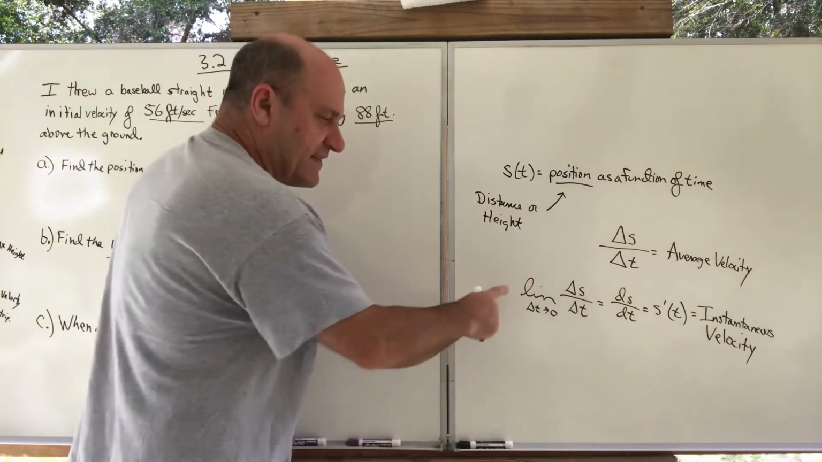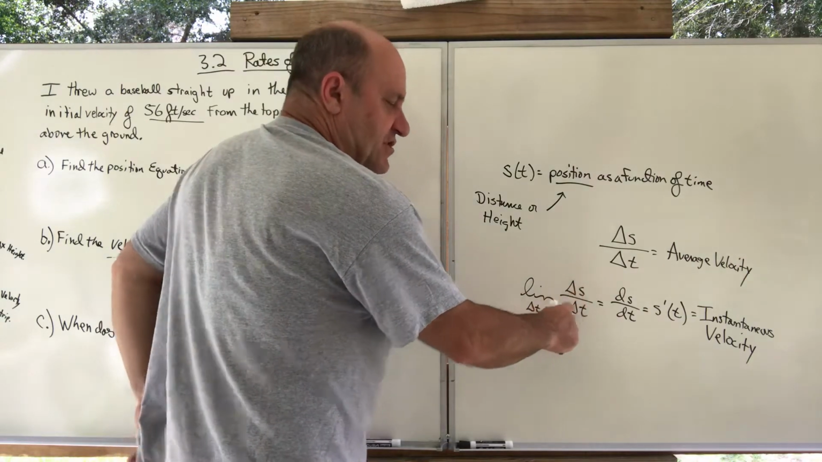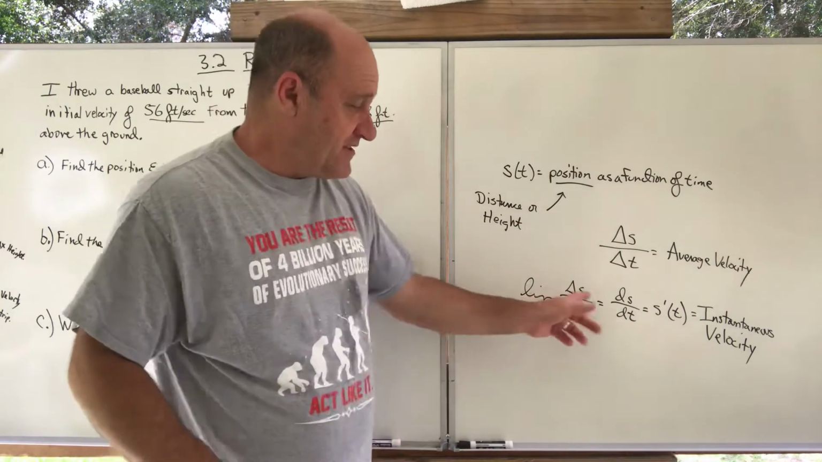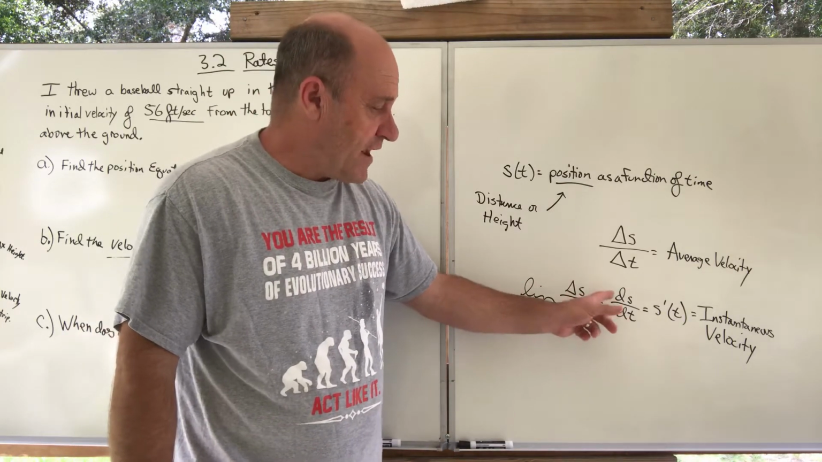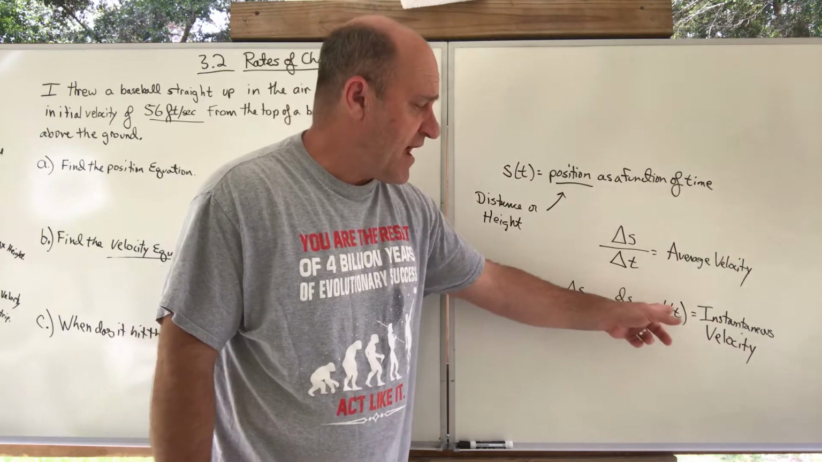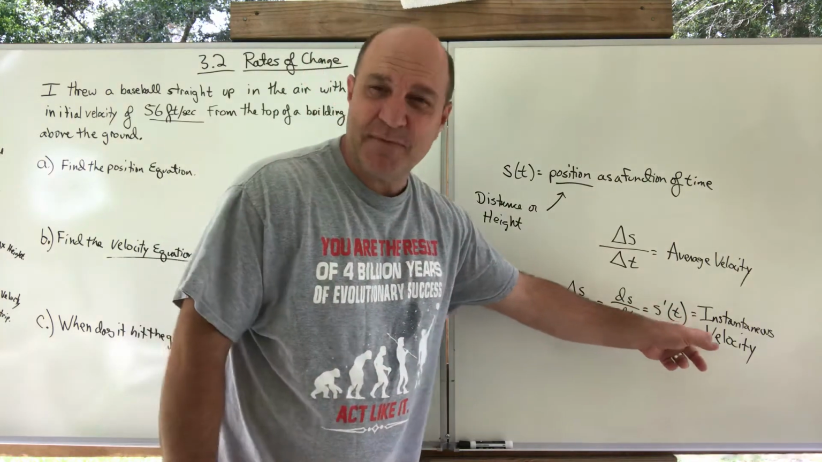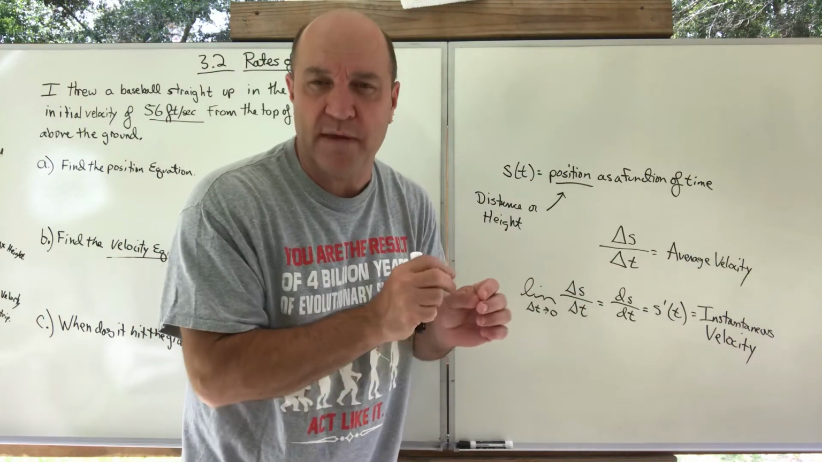But when you take the limit as delta t approaches 0 of the change in position over the change in time, then that's a derivative, and that's ds/dt. And it's the rate of change of the position with respect to time. It's s prime of t, and it's still a velocity, but now it's an instantaneous velocity. It's the velocity at one particular moment.